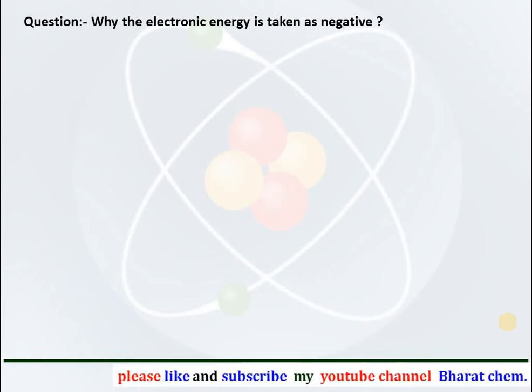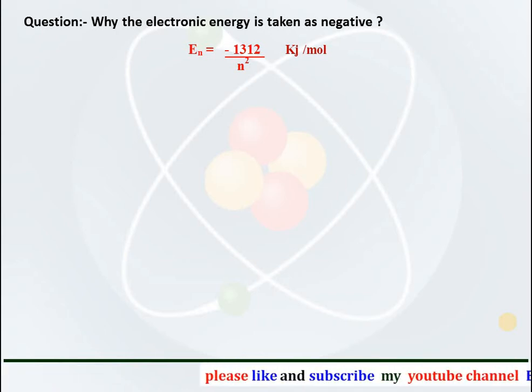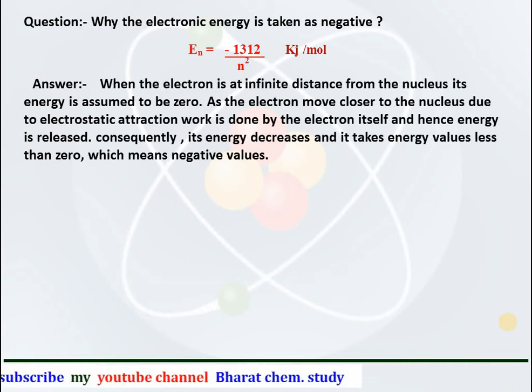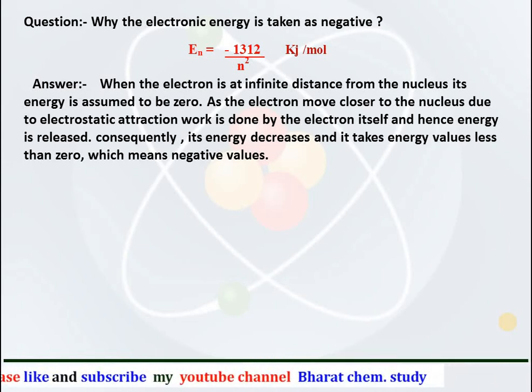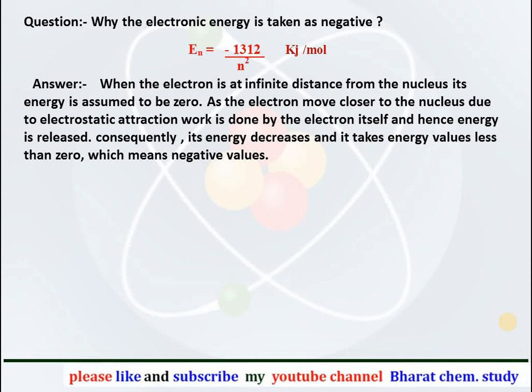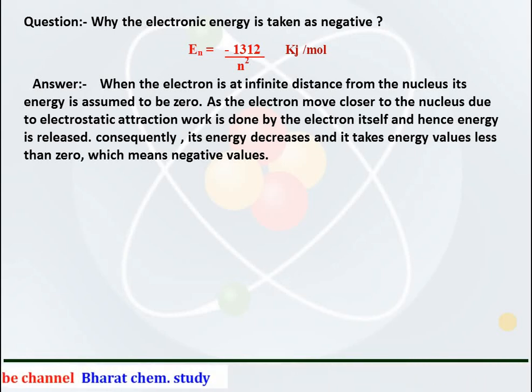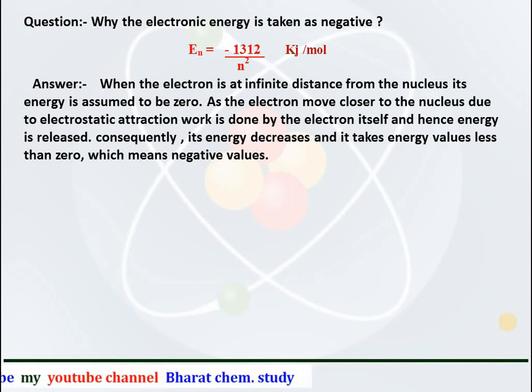Here a question arises: why is the electron energy taken as negative, because we are taking En is equal to -1312 upon n square kilojoules per mole. The answer is that when the electron is at infinite distance from the nucleus, its energy is assumed to be zero. As the electron moves closer to the nucleus, due to electrostatic attraction, work is done by the electron itself and hence energy is released. Consequently, its energy decreases and becomes less than zero, which means a negative value. That's why the energy of the electron is taken as negative.